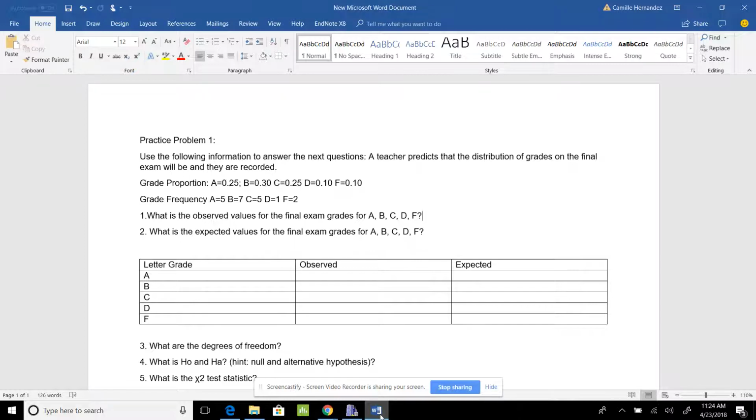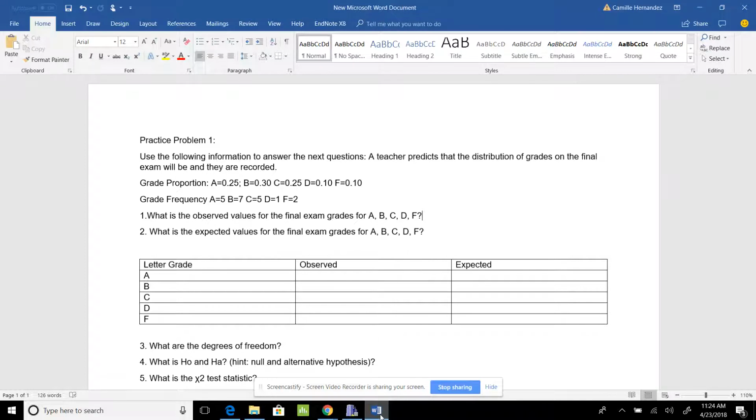A teacher predicts that the distribution of grades on the final exam will be as follows, and they are recorded. The grade proportions for A is 0.25, for B is 0.30, C is 0.25, D is 0.10, and F is 0.10. Remember, these could be the same as A is 25%, B is 30%, C is 25%, D is 10%, and F is 10%. I went ahead and made them a decimal to make it easier on me.